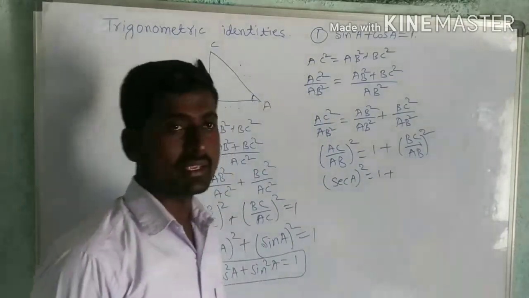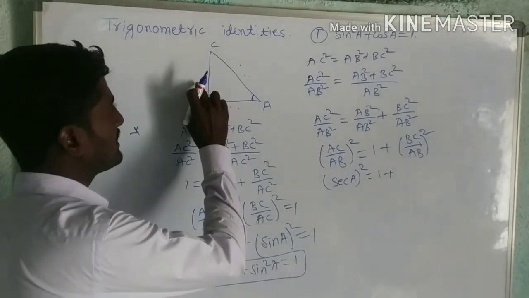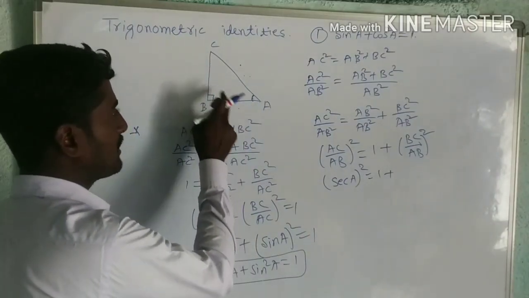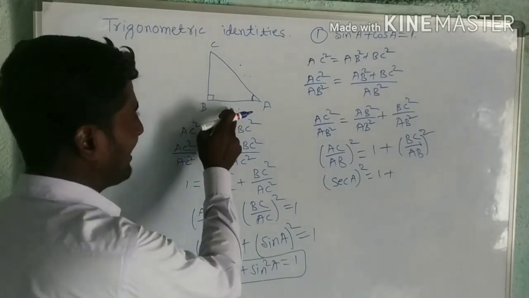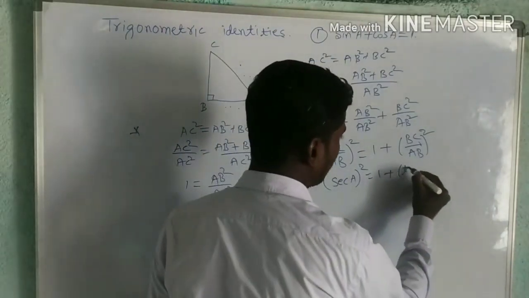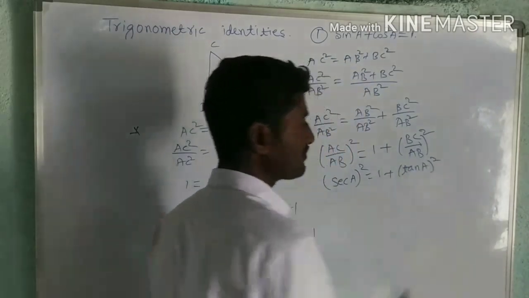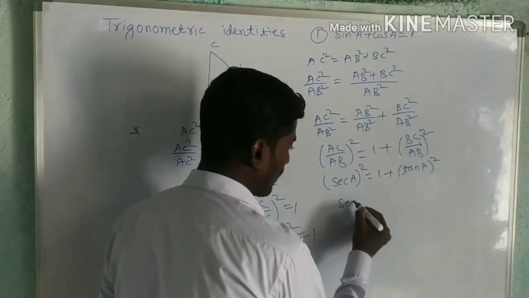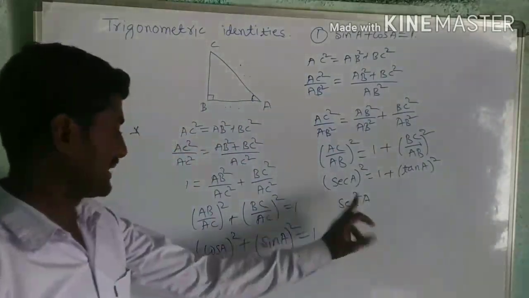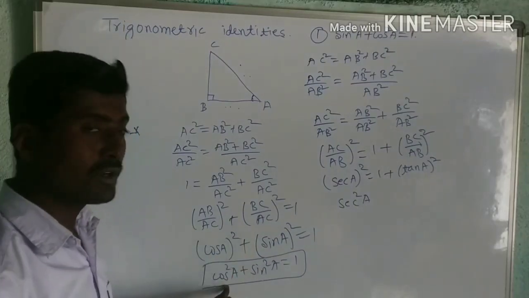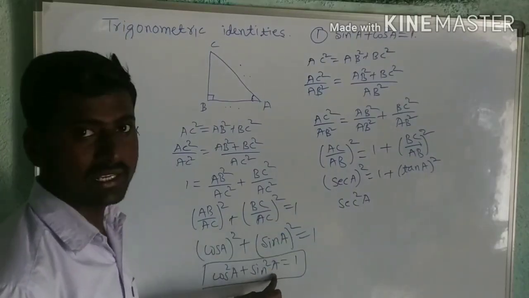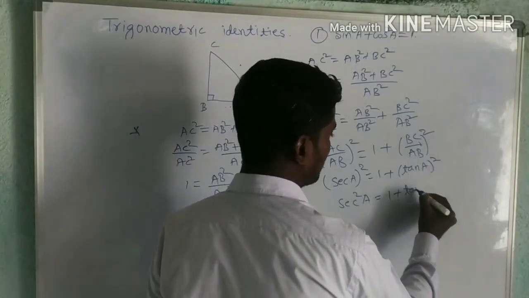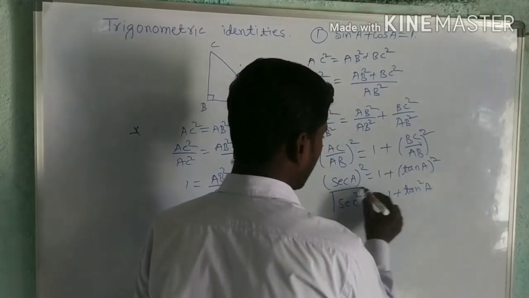Then BC by AB, again for the angle A, BC divided by AB is opposite side divided by adjacent side, which is nothing but tan A, then square, tan square A. So this I can write as sec A whole square, nothing but sec square A. This is equal to 1 plus tan A whole square, nothing but tan square A. So this is another identity I got.